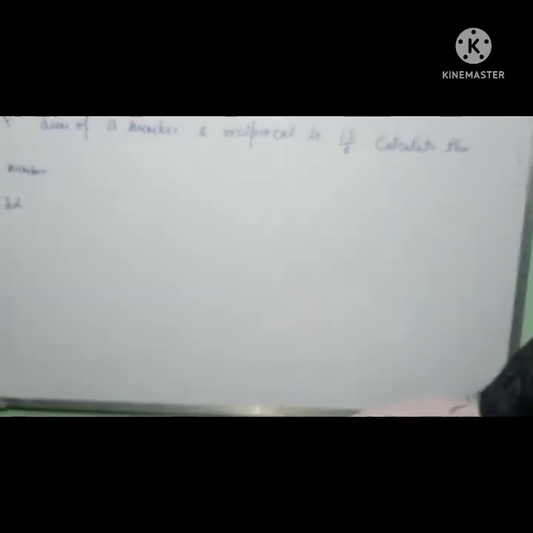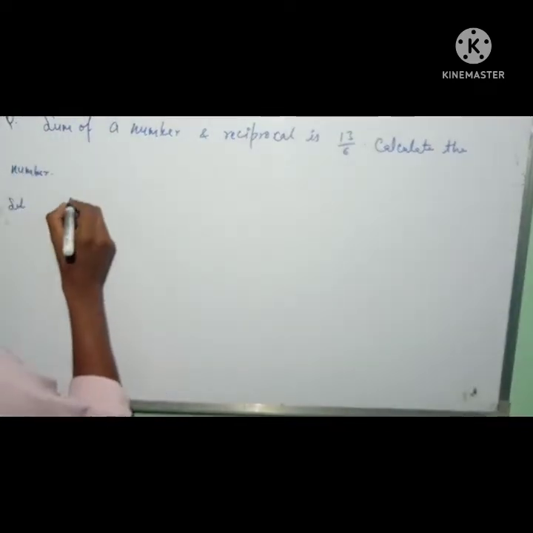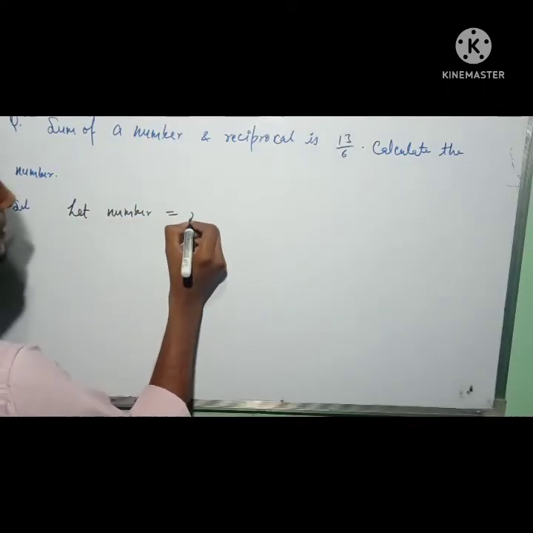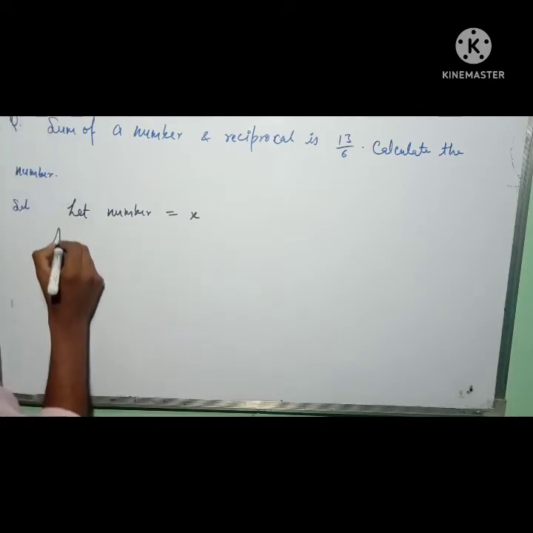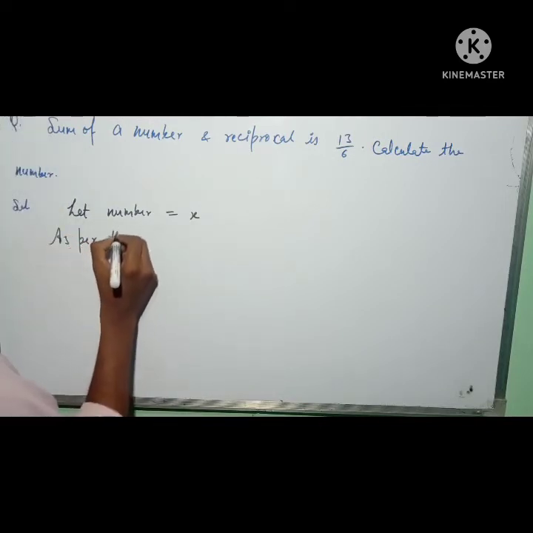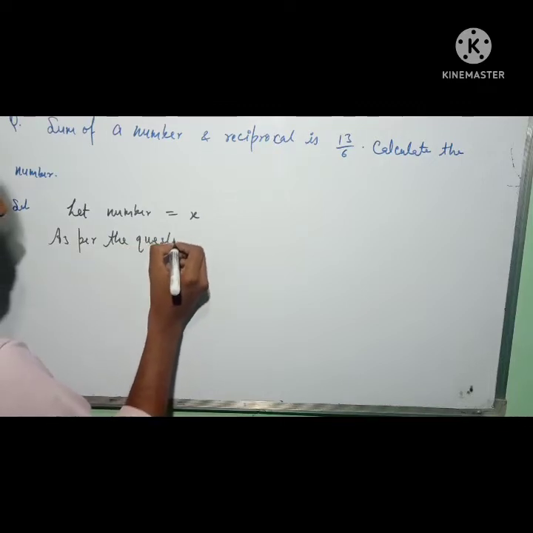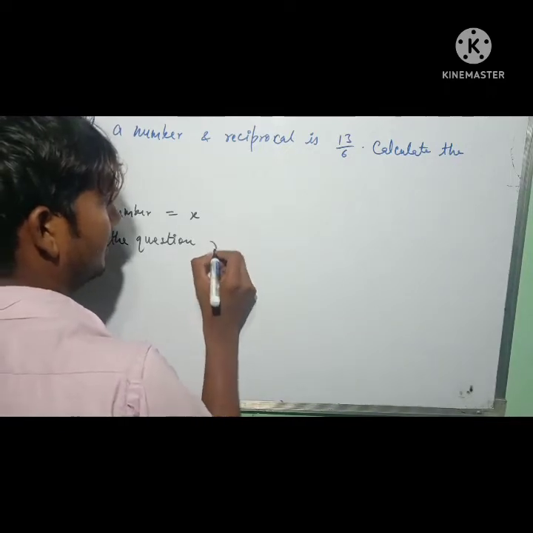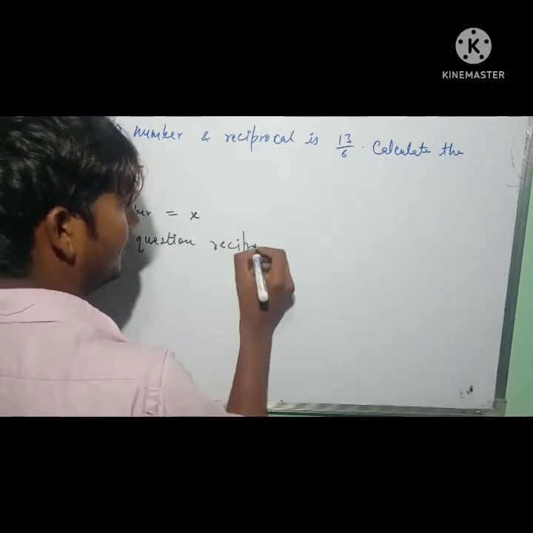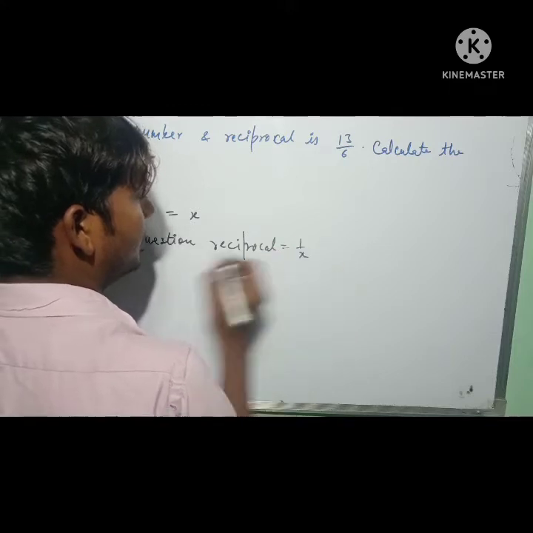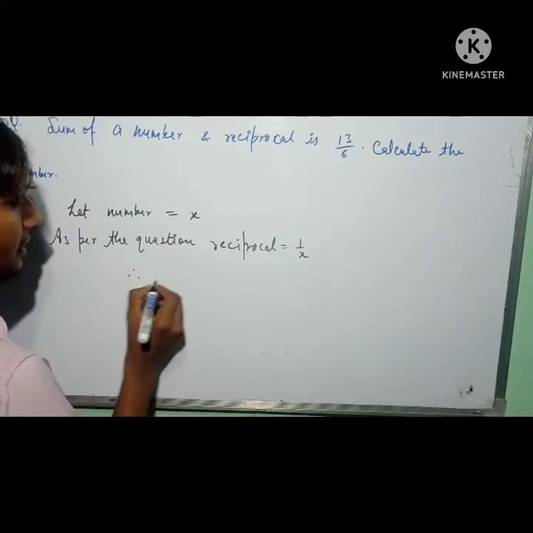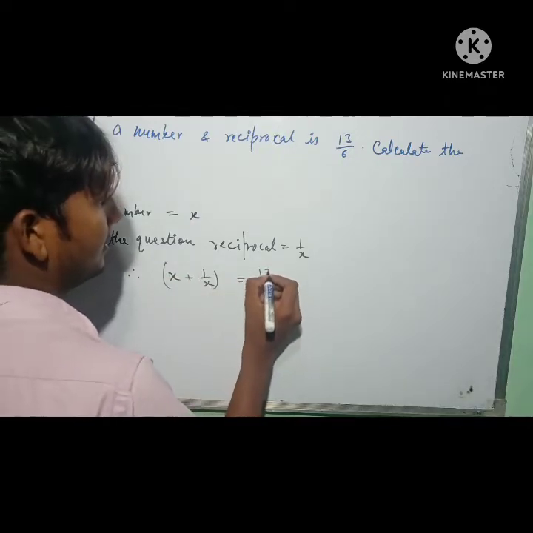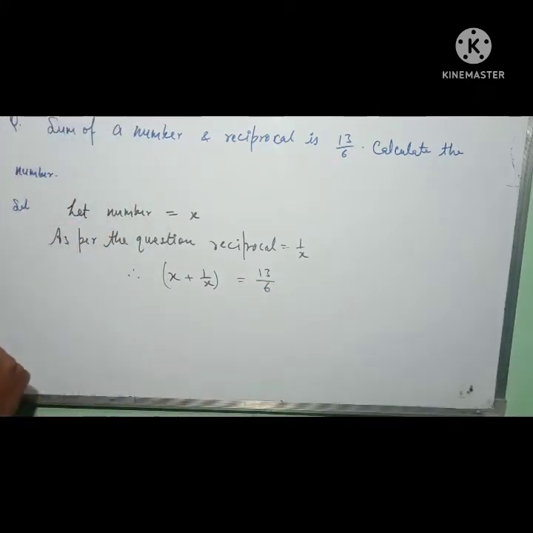Everybody, since we know that the number is equal to x, as per the question, the reciprocal is equal to 1 upon x. Therefore x plus 1 upon x is equal to 13 upon 6.